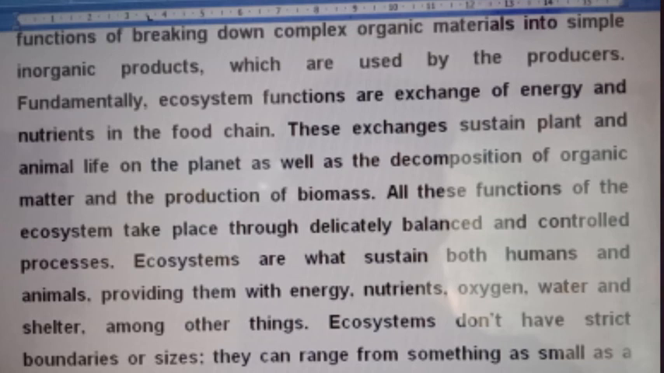Fundamentally, ecosystem functions are exchange of energy and nutrients in the food chain. These exchanges sustain plant and animal life on the planet as well as the decomposition of organic matter and the production of biomass. All these functions of the ecosystem take place through delicately balanced and controlled processes. Ecosystems are what sustain both humans and animals, providing them with energy, nutrients, oxygen, water, and shelters, among other things.